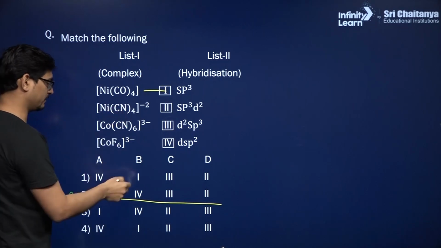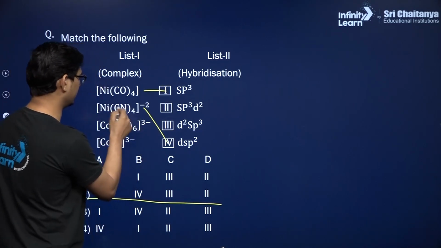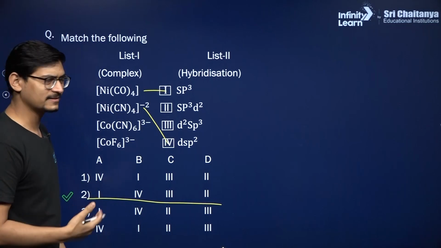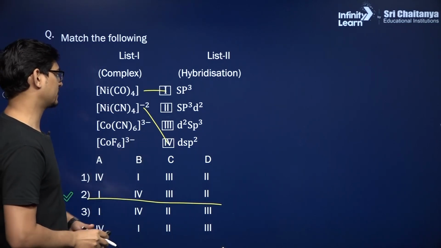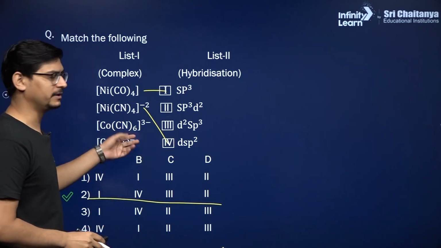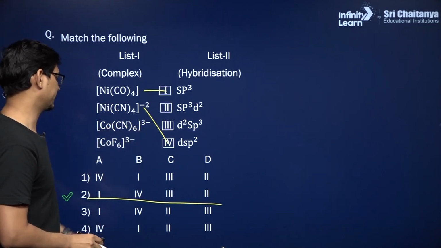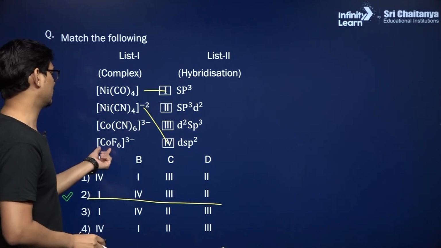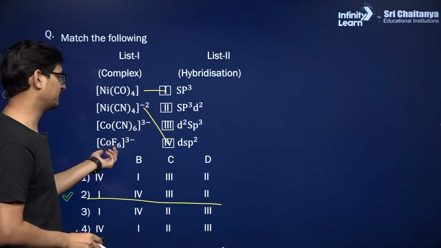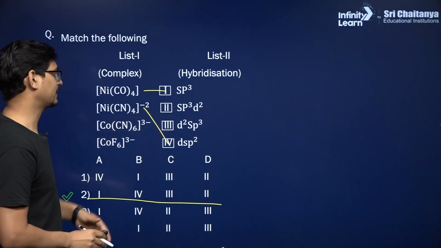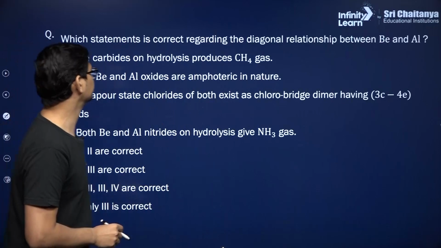So A matches with first, B matches with fourth, because here nickel is in +2 state, 3d8 state, where we have dsp2 hybridization, square planar. And cyanide is a strong field ligand, it forms an inner orbital complex, so d2sp3, and D is F6 because fluorine is a weak field ligand, it cannot force pairing of electrons, so outer orbital complex sp3d2, that is the correct answer.